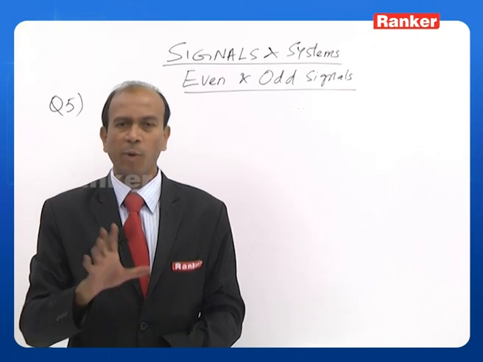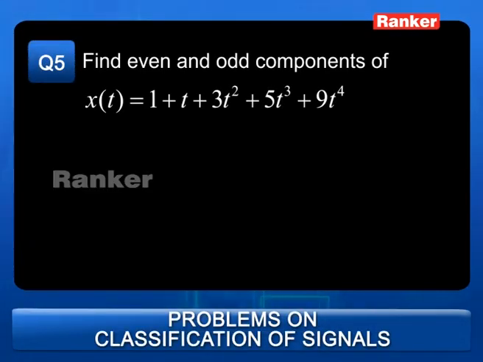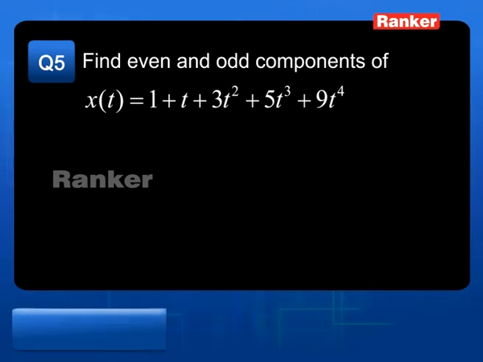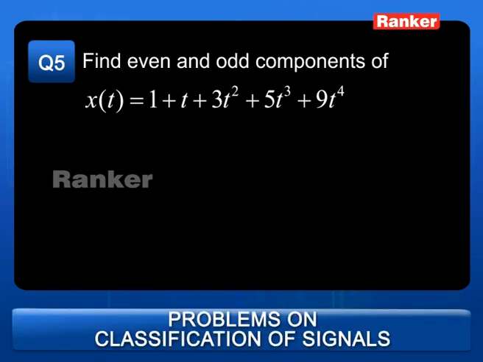Now, let us solve the fifth problem in this series, where we again have an equation given, like 1 plus t cube. That equation we will solve now. This is the problem given. This is the fifth problem in the series, where you have x of t equal to 1 plus t plus 3t square plus 5t cube plus 9t to the power 4.